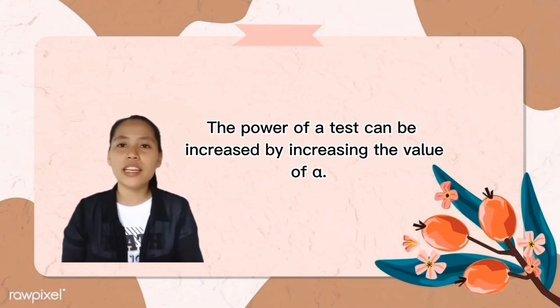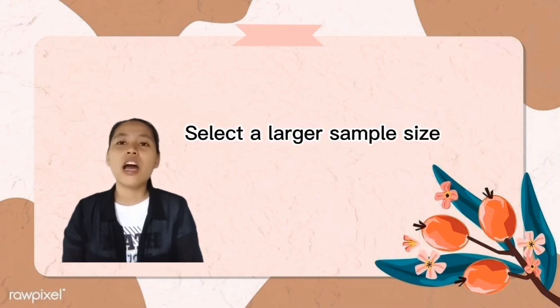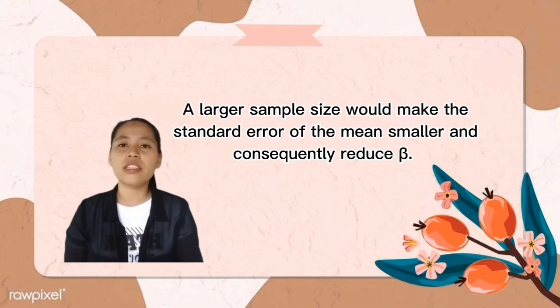The power of a test can be increased by increasing the value of alpha. For example, instead of using alpha 0.01, use 0.05. Another way to increase the power of a test is to select a larger sample size. A larger sample size would make the standard error of the mean smaller and consequently reduce beta.